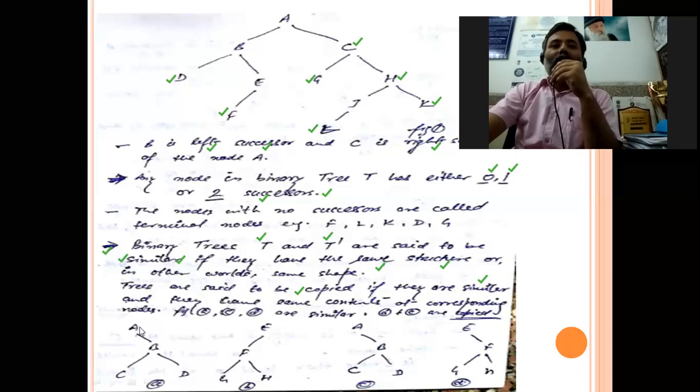Why? Because here we have content A, here we have E, here we have B, here F. So the contents are not the same, but the structures are the same. That's why we will say A and D are similar but not copies. So A, C and D, all three are similar, but A and C are copies. This one is not similar with anyone. You should remember all these terms.